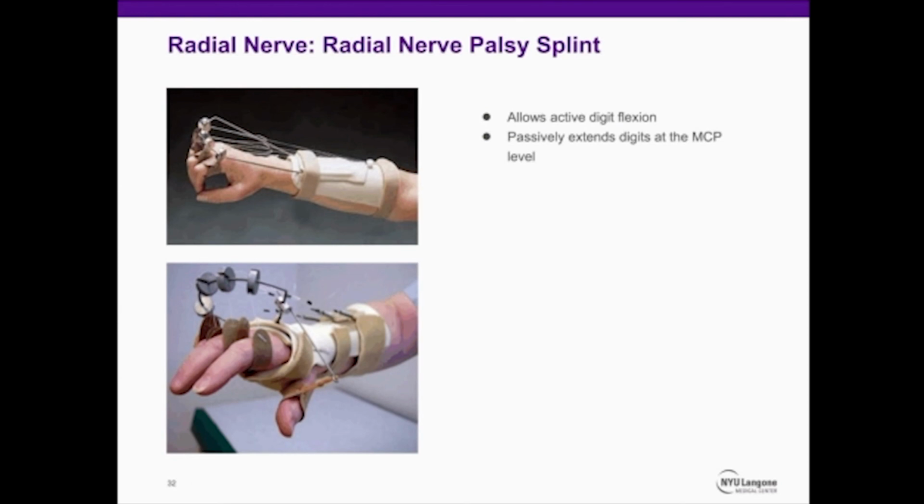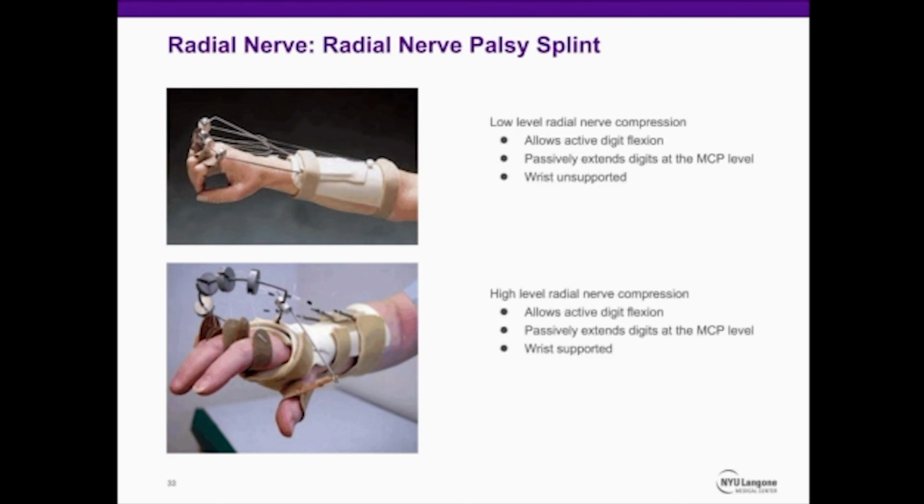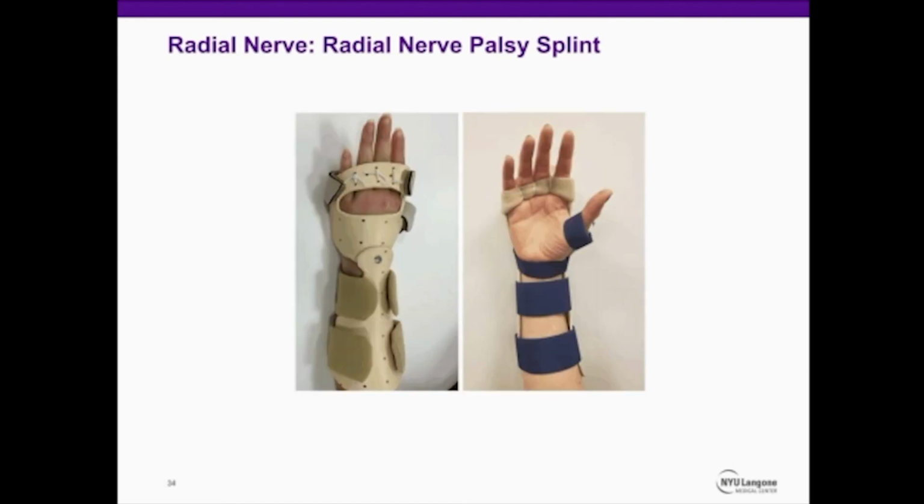On the left, you'll find two dynamic splints that allow for active digit flexion, which is, of course, unaffected by radial nerve neuropathies. With the use of the outrigger, it passively brings the patient's MPs into extension, allowing the patient to actively release a grasped object. You may notice that the two splints are dissimilar in that the top one does not include a wrist component, which is included in the lower splint. That is because the lower splint is fabricated for a patient with a higher level nerve compression, where active wrist extension is absent in addition to the absent digit extension.